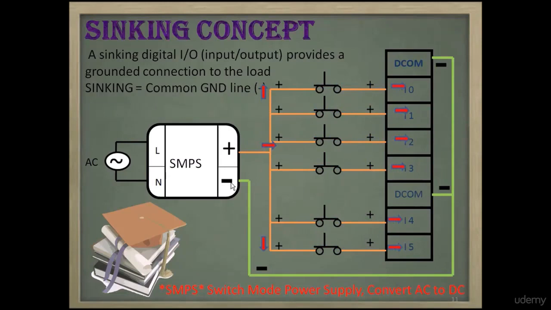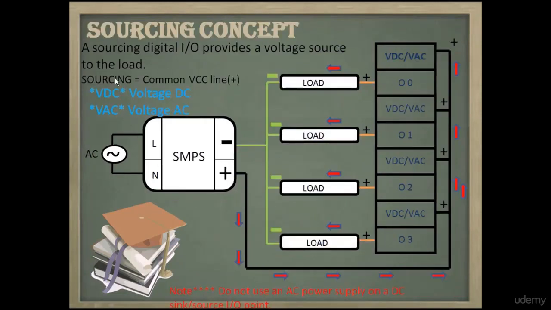For sourcing, this positive terminal is connected to the VDC and VAC. When the PLC output is energized by the program, the positive supply passes through output 0, 1 and so on to the output or LED. Hence, the output will turn on. Never use an AC power supply on a DC sink/source input/output point.